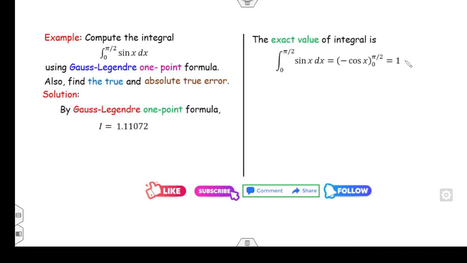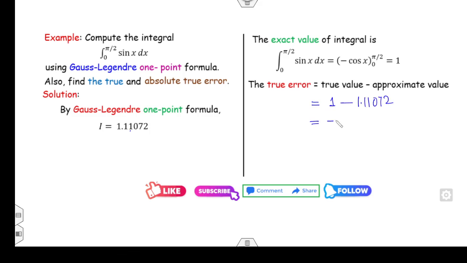Now once we know the exact value is 1, the approximate value is here. So we can find the true error. It will be exact value minus approximate value. What is the exact value? 1. Approximate value will be 1.11072. So the answer is minus 0.1172, which is the true error.